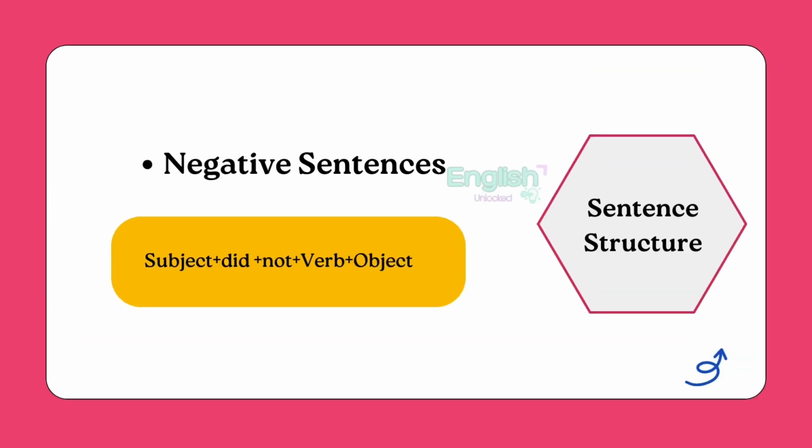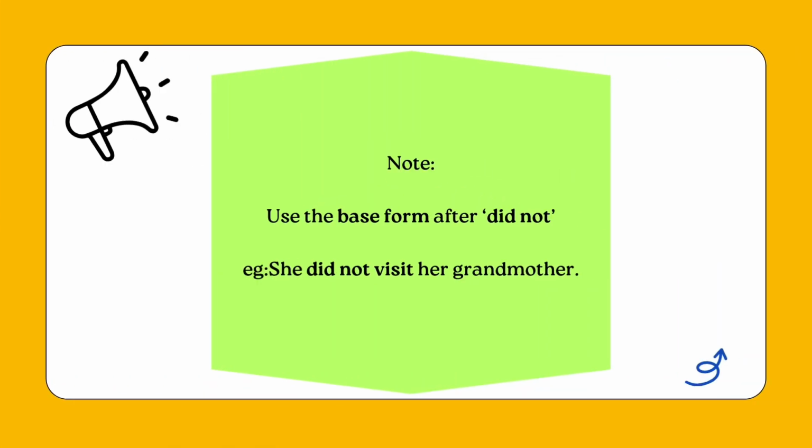So now let's see how we can frame a negative sentence. You should start with the subject, followed by "did not" plus the base form of the verb plus the object. Here is the catch: use the base form after "did not." We don't use the past form after "did not." You can refer to the example as well. "She did not visit her grandmother."